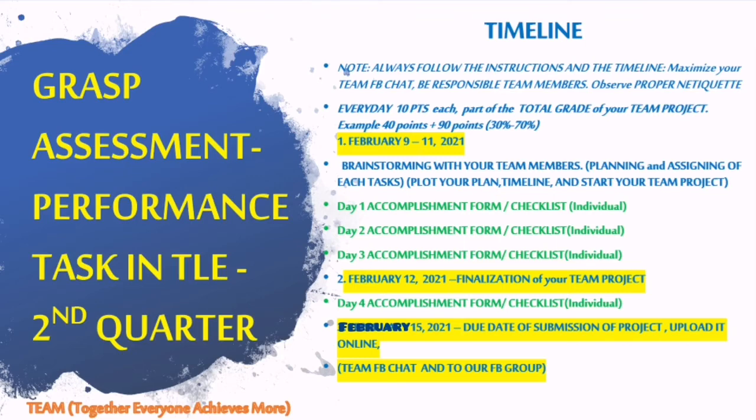Every day, you will have 10 points for each group, part of the total grade of your team project. Example, if you have 4 days, 10 points each day, it's equivalent to 40 points, plus 90 points, depending on the rubric or criteria. And then 30% for the everyday points, and 70% for the product grade.